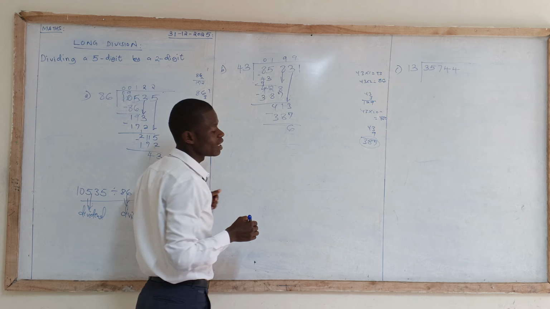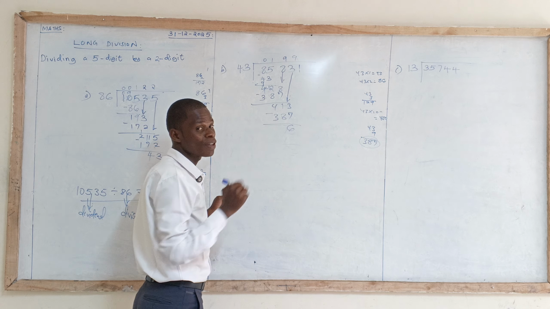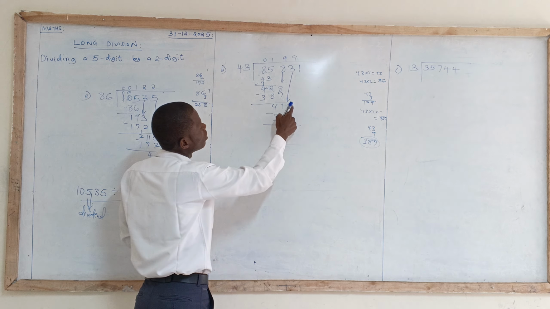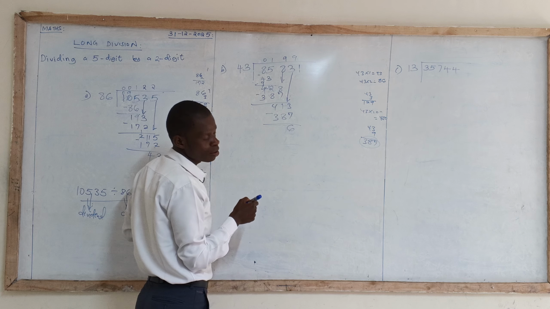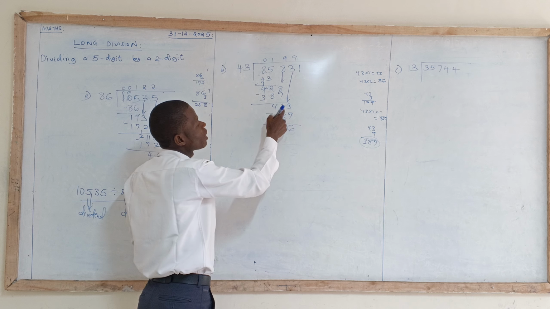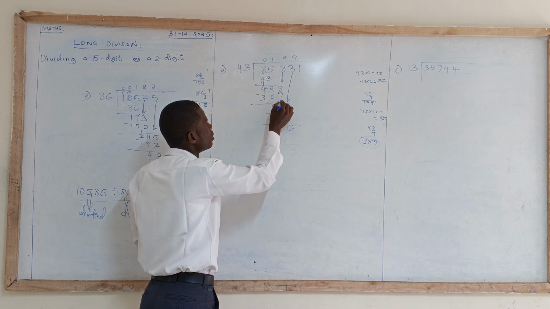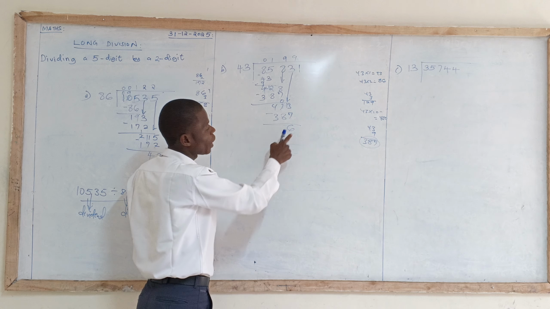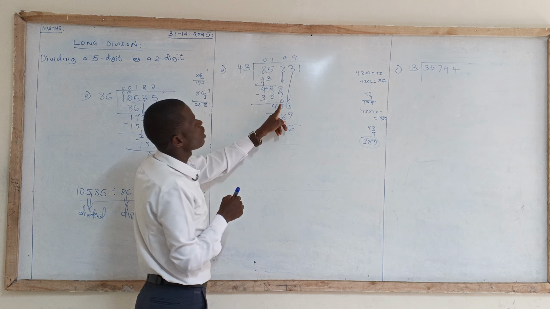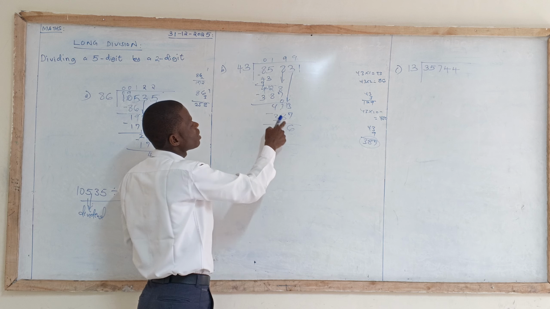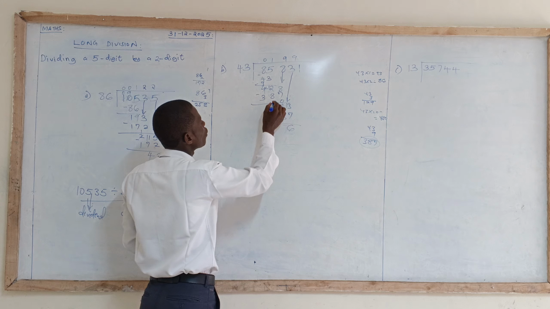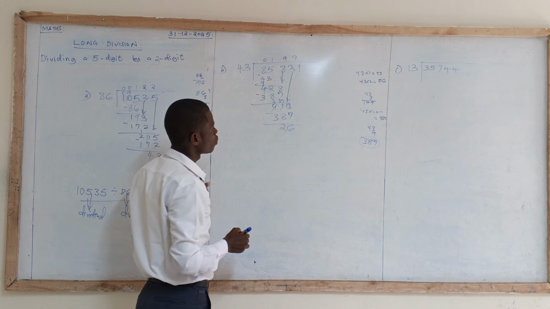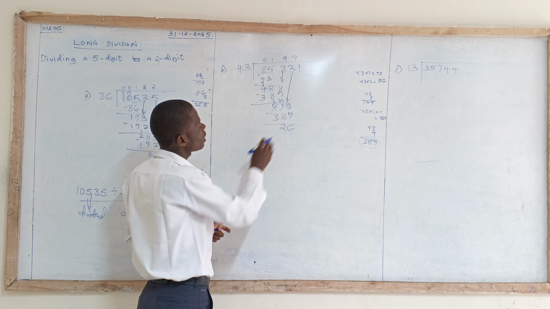413 subtract 387. My brain is jumping very fast, but I want us to move together. I don't want to leave you behind. So follow me. 3 minus 7, it is impossible. I borrow 1 from 1 here. I'm going to remain with 0. Bring that 1 here, 13. 13 minus 7, what do you have? We have 6. Here, what do I remain with? 0. And 0 minus 8, impossible. What do I do? I borrow from 4 here. I remain with 3. Bring it here, 10. 10 minus 8, we have 2. 3 minus 3, that is 0. So the remainder is 27.